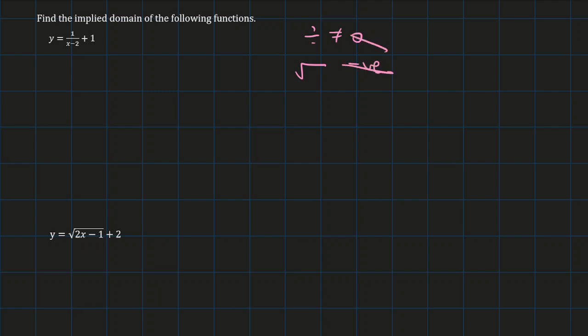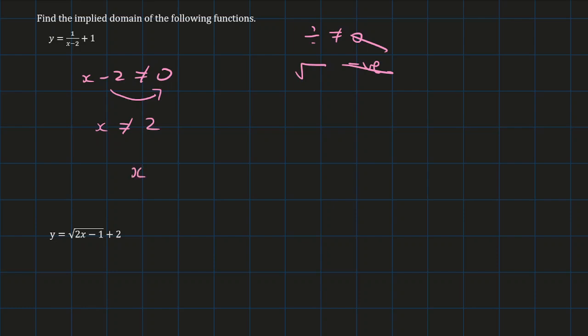Okay? So in this case, what we're doing is we're dividing by x minus 2, and since we can't divide by 0, x minus 2 cannot equal 0. This is the only restriction for this function. So if x minus 2 cannot equal 0, we can essentially just treat this as equality and move the negative 2 to the other side. So therefore we get x can't be equal to 2. Again, this is the only restriction on our function.